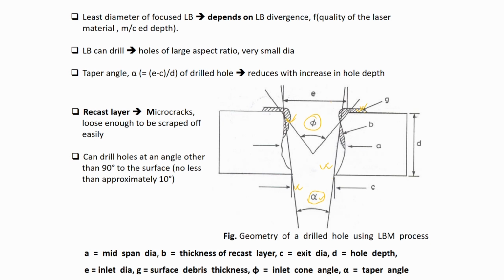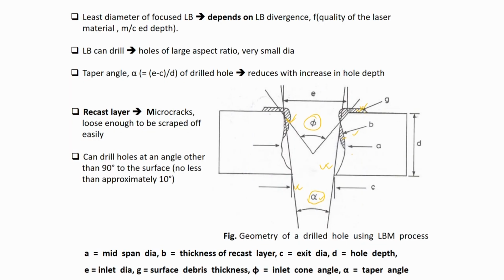So here at the entry, the diameter of this hole at the inlet is E. B is the thickness of this recast layer, which is the molten material redeposited onto the workpiece surface. These are very brittle and micro cracks are there. So you have to remove this recast layer before using these holes for further operation.